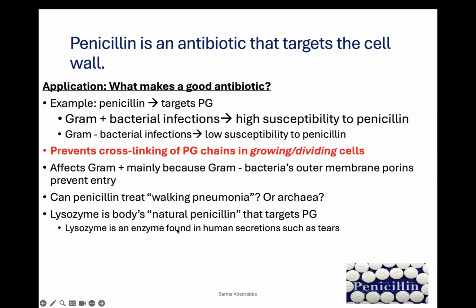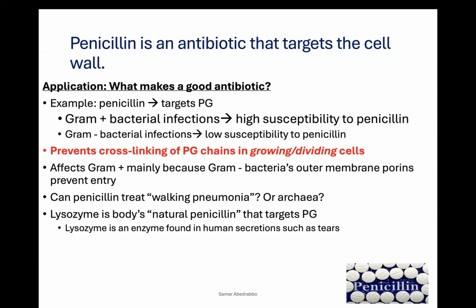Okay, a little bit about penicillin. So penicillin is an antibiotic, and penicillin is one of the earliest discovered antibiotics, and it works by stopping enzymes that help in the formation of the cell wall, of the peptidoglycan cell wall. So if you attack the peptidoglycan cell wall, the cell wall becomes weak and the bacteria eventually bursts because you end up with osmotic pressure. So that's why penicillin is very effective.